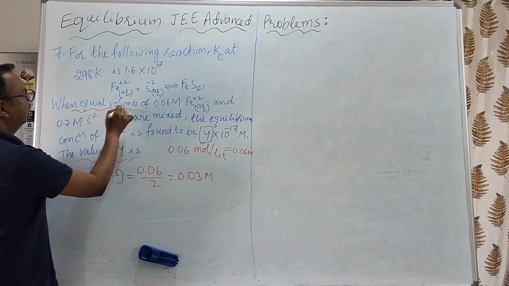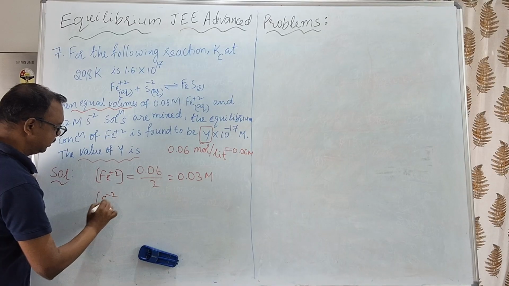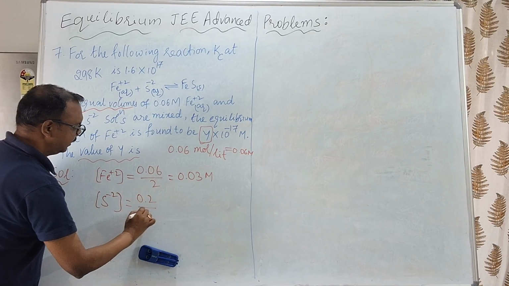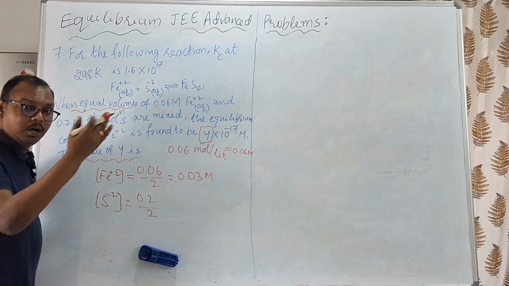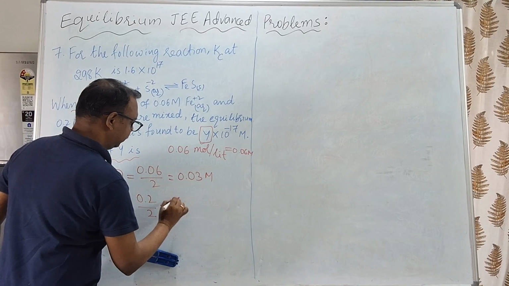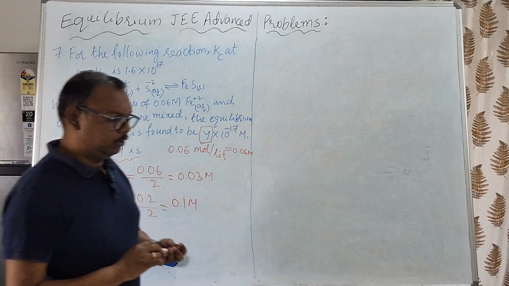Because of equal volumes, 1 plus 1 is 2 liters. Similarly, the concentration of S minus 2 becomes 0.2 by 2, because the volume is doubled, so it is 0.1 molar. This is the first step of the problem. We have to keep that in mind.